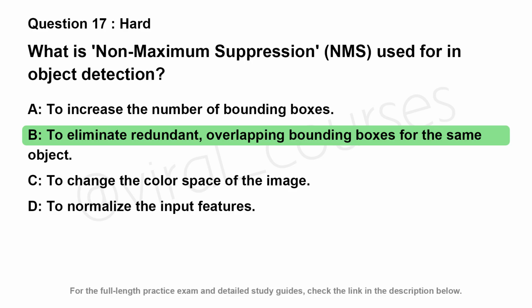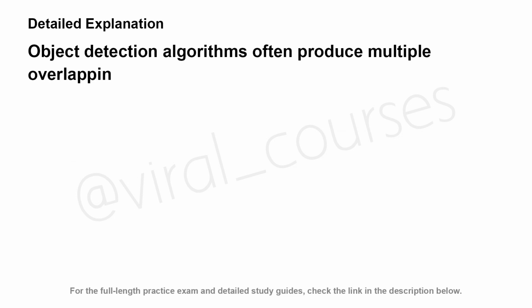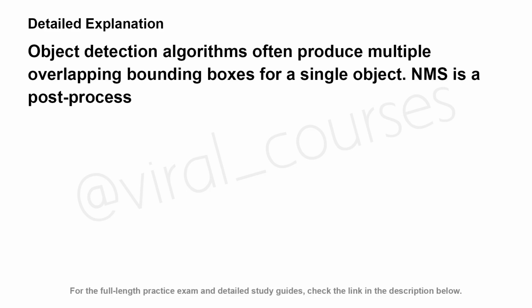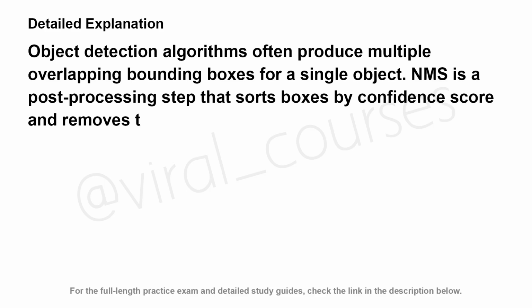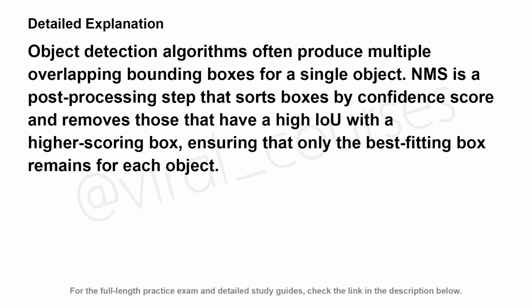The correct answer is B. Object detection algorithms often produce multiple overlapping bounding boxes for a single object. NMS is a post-processing step that sorts boxes by confidence score and removes those that have a high IOU with a higher scoring box, ensuring that only the best fitting box remains for each object.